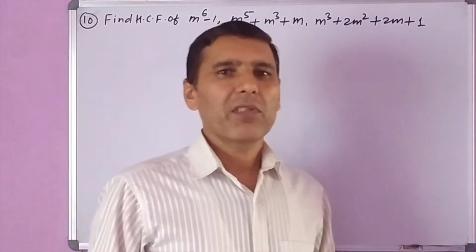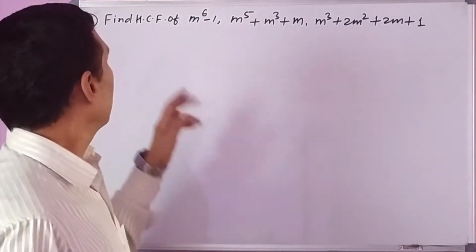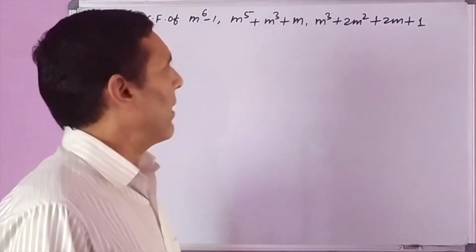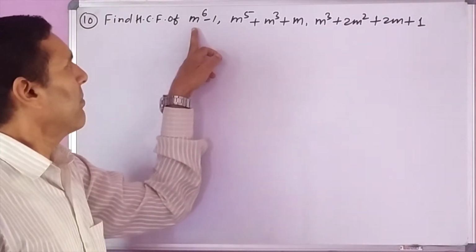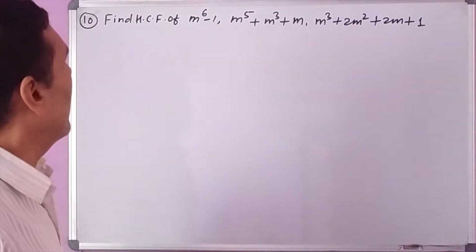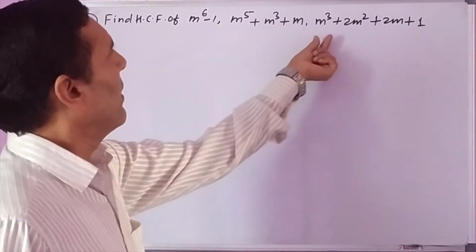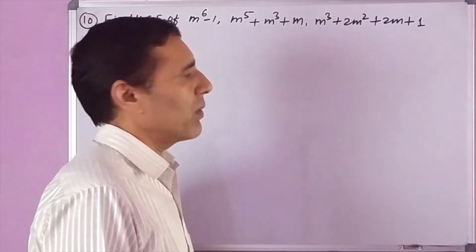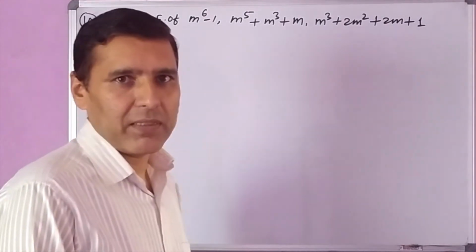Hello friends, welcome to the class. We are solving another question on HCF, question number 10. There are three expressions. First expression, m to the power 6 minus 1. Second expression, m to the power 5 plus m cube plus m. And third expression, we have m cube plus 2m square plus 2m plus 1. So first we are factorizing all three expressions one by one.